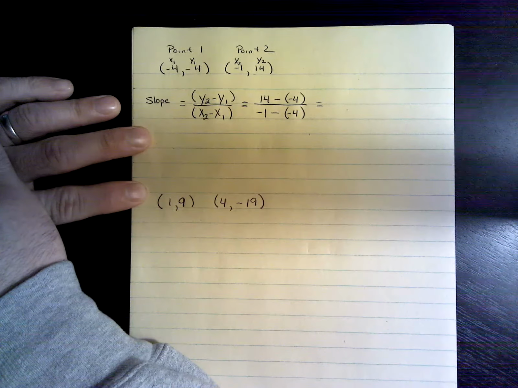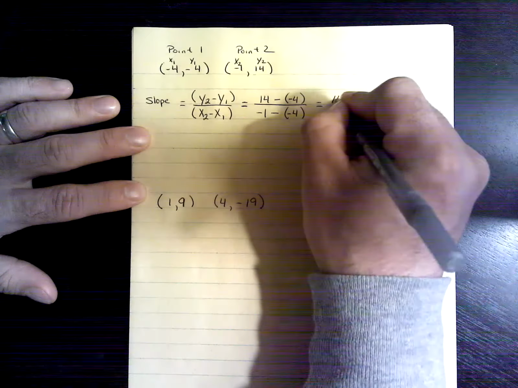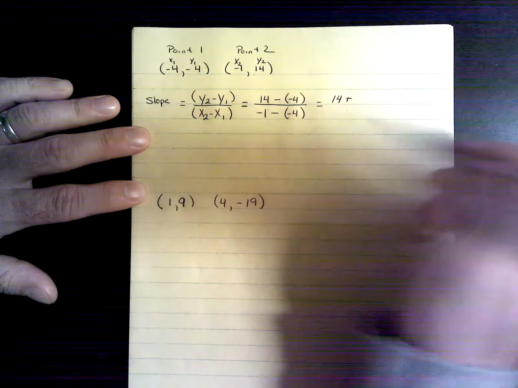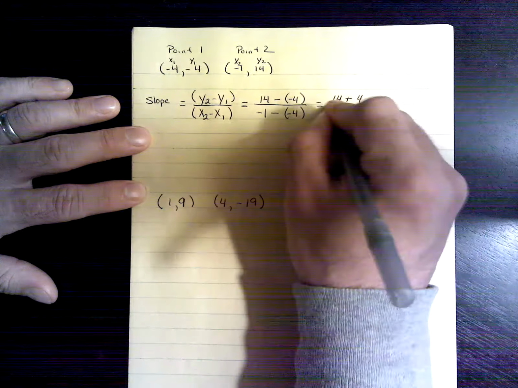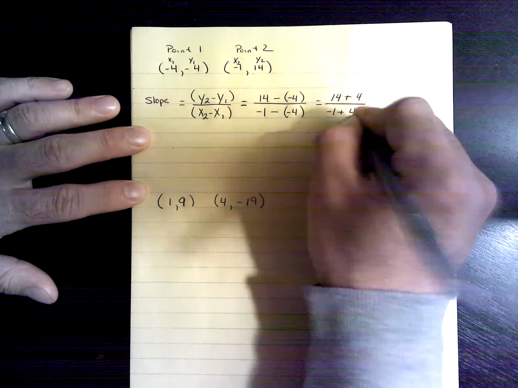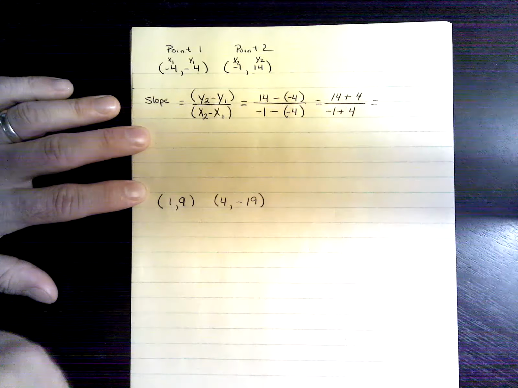Now, those of you who have me in class, you know I don't like to subtract negatives, so we're going to rewrite this as a positive, so plus, and we add the opposite. So this will be plus 4 over negative 1 plus positive 4. And we end up with a result of 18 over 3.